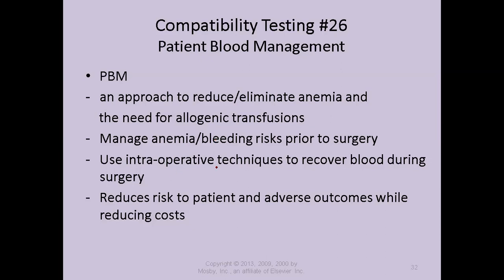These days, there are a lot of intraoperative techniques to recover blood during surgery. So what does that mean? There is a sterile way during surgery to collect some of the blood that's lost from the patient into these sterile drains, and then their own blood is reinfused back into them at the end of the surgery. And so this basically reduces the risk to the patient and reduces costs.